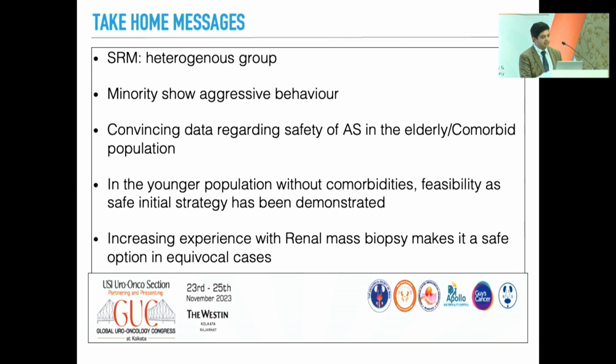So the take home message is, small renal masses are a heterogeneous group, and a minority will show aggressive behavior. There is convincing data currently regarding the safety of active surveillance in the elderly and comorbid population. And in the younger population without comorbidities, the feasibility as a safe initial strategy has been demonstrated. The increasing experience with renal mass biopsy makes it a safe option in equivocal cases. And with the introduction of biomarkers and better genomic studies, probably we will be able to stratify patients on active surveillance better. Thank you.